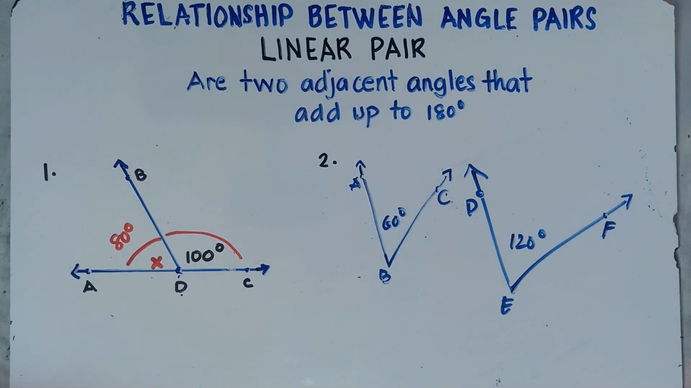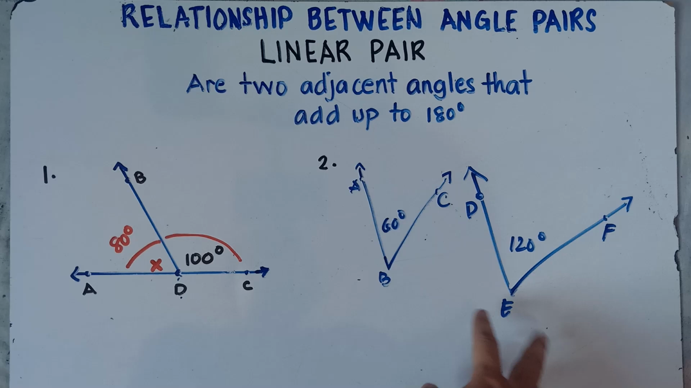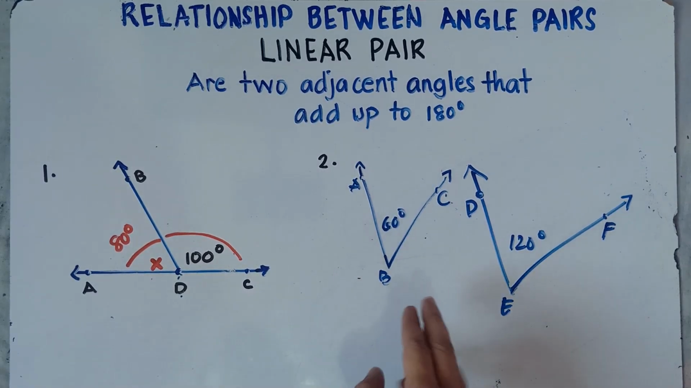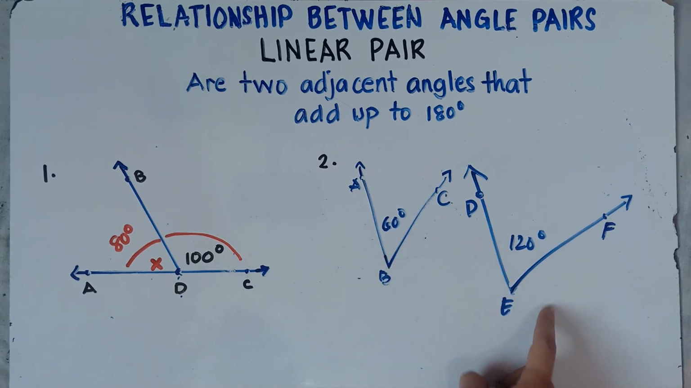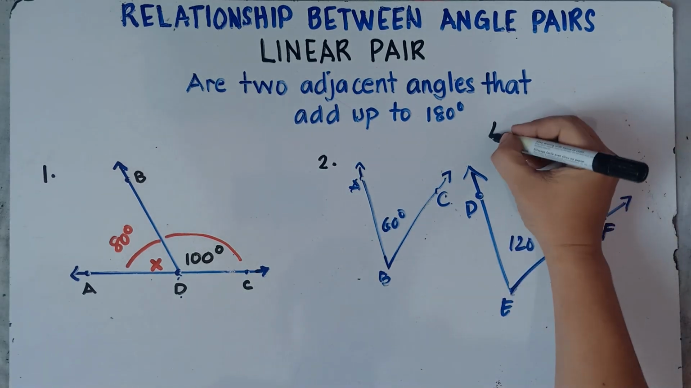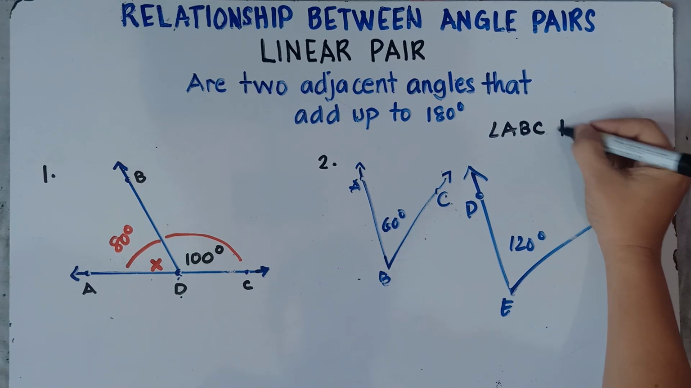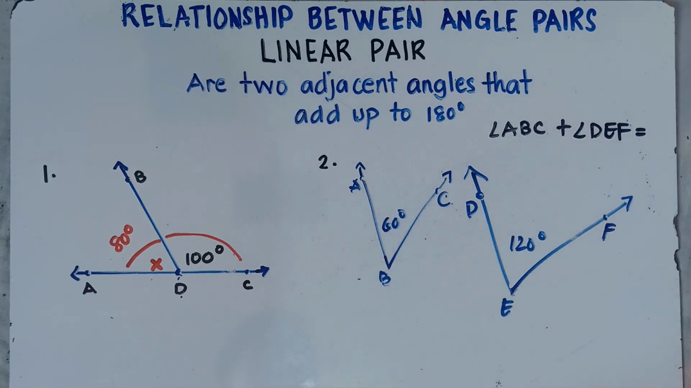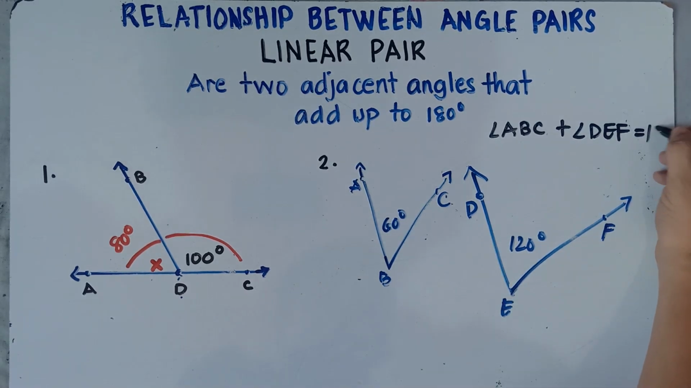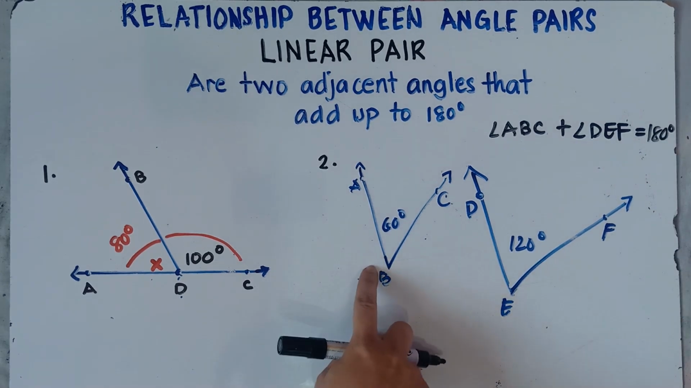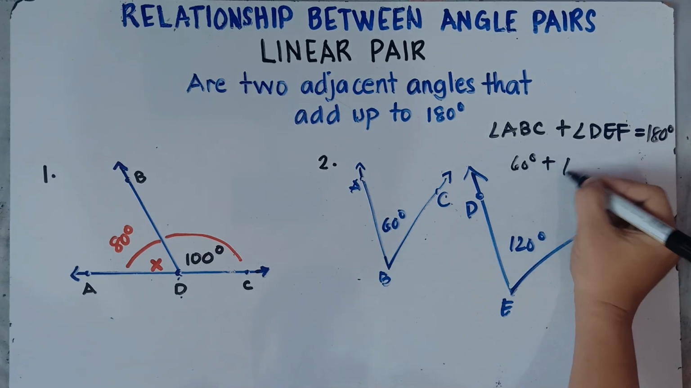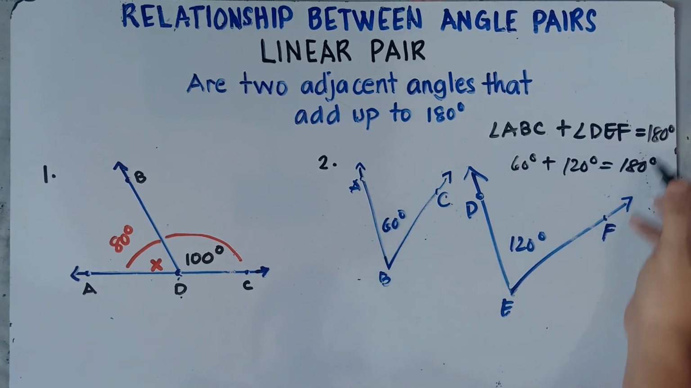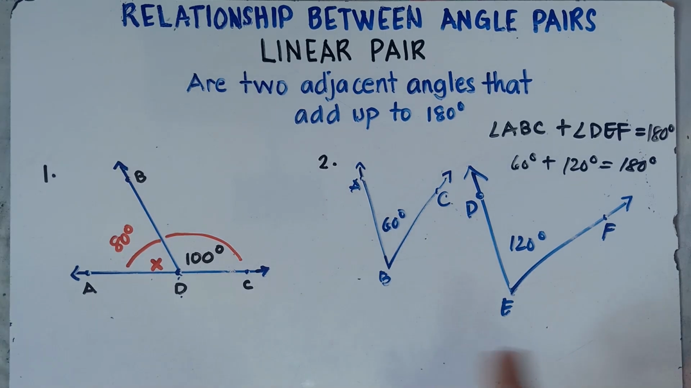Now, question, class. Can we call these two angles, for number 2, supplementary angles? Yep, we can call this one supplementary angles. Question, why is that, sir? Because if we add the two angles, angle ABC plus angle DEF, do we get 180 degrees? ABC is 60 plus 120, do we get 180 degrees? Yep, we get 180 degrees. Therefore, the two angles are supplementary angles.